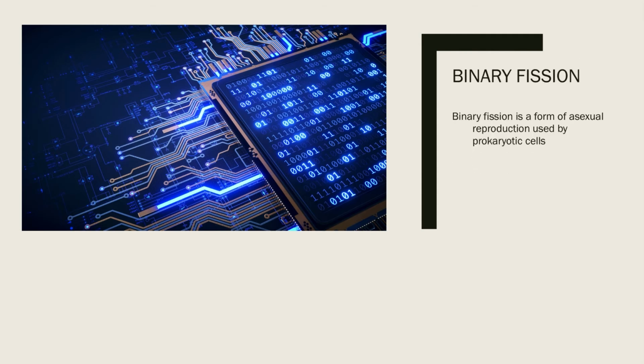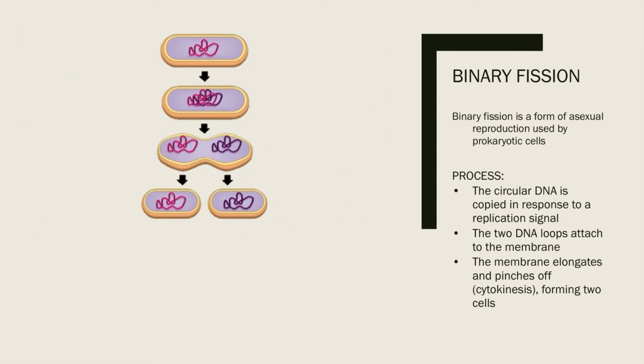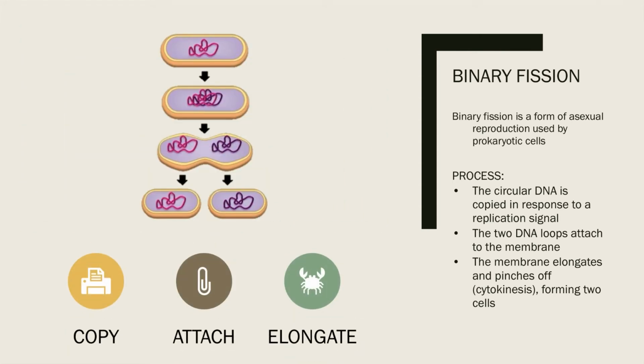Prokaryotic cells do divide in their own special way, but instead of dividing through mitosis as eukaryotic cells do, they divide by binary fission, and it is used for asexual reproduction. The process of binary fission is that the circular DNA is copied in response to a replication signal, the two DNA loops attach to the membrane, and the membrane elongates and pinches off, known as cytokinesis, which forms two new cells. Here's a visual diagram of the process of binary fission, and I've just summarised it into three main points: copy, attach, and elongate.